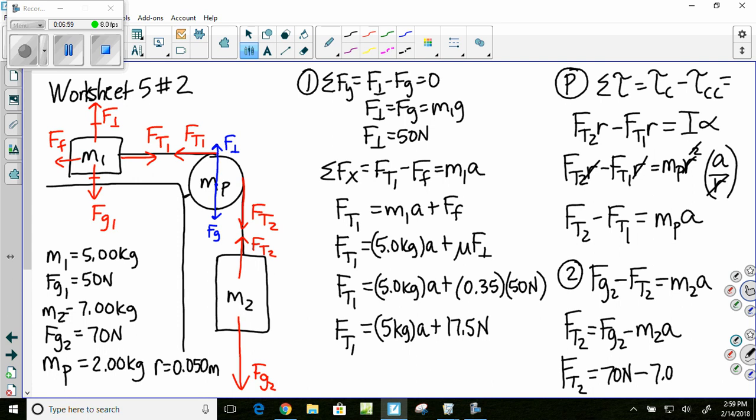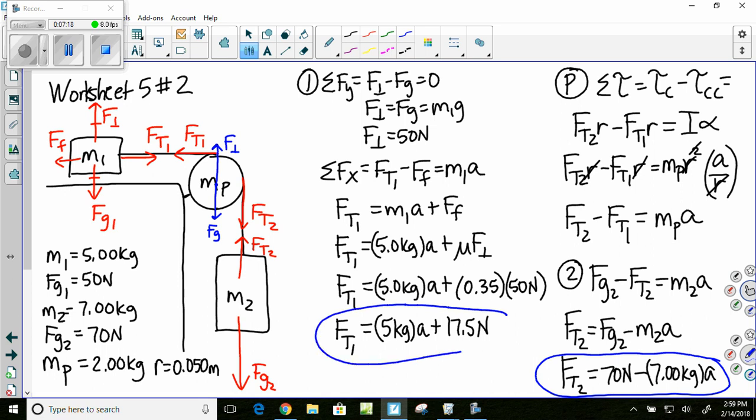Okay, the rest of this is now algebra. And I'm going to take the two equations, tension 2 and tension 1, and substitute both of those into the torque equation so that I can get rid of all the forces and solve for the acceleration, because I need the acceleration in order to solve for the velocity. So here is what that ugliness looks like.